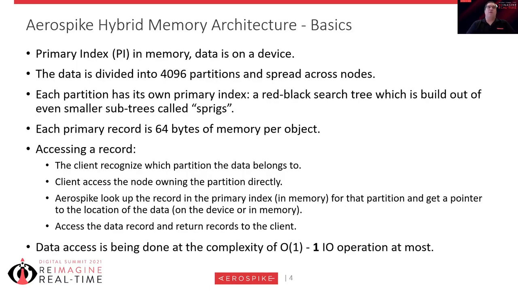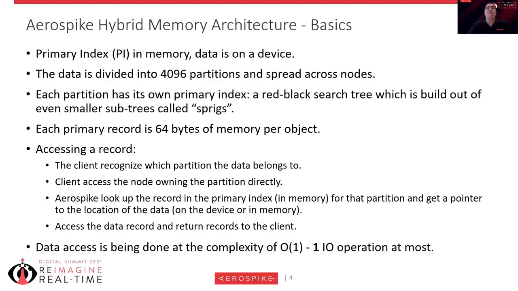Before we begin, let's talk about Aerospike hybrid memory architectures and understand the basics. As you might know, Aerospike primary index is being kept in memory while the data is being kept on a device. The data is divided into 4,096 partitions and being spread across different nodes. Each of the partitions has a unique index called a primary index, which is a red-black search tree called sprigs. Each of the records is being kept in 64 bytes of memory per object.